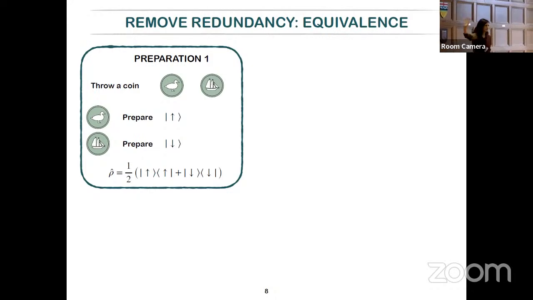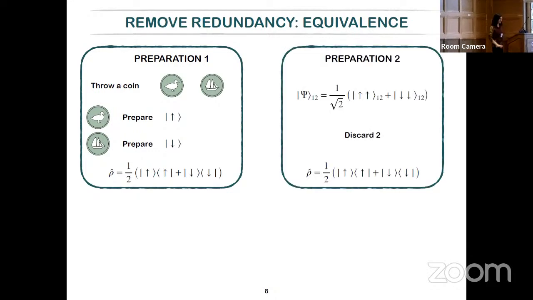up up, down down. But then we can consider a different preparation procedure, in which I prepare an entangled state of 1, 2, and then I discard state 2. And in the end, I find again the same state. I'm in quantum theory here. So these two, I have no way to distinguish the end result that I got. It's the same state. So in GPTs, they are said to be equivalent.